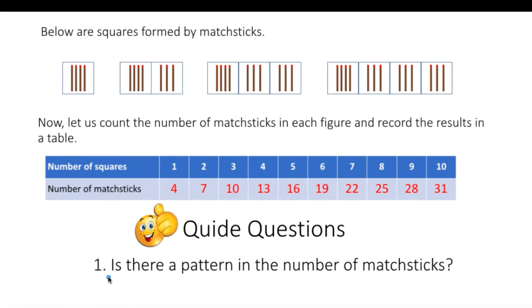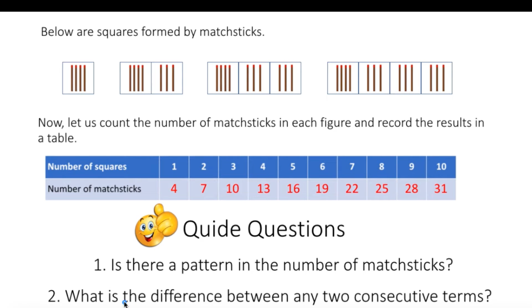Is there a pattern in the number of matchsticks? Yes, indeed. As you look at the table above, you will see as we increase the number of squares, the number of matchsticks also increase with a certain number. What is the difference between any two consecutive terms? Right, a difference of 3. When we subtract 7 with 4, 10 with 7, we will get a difference of 3.